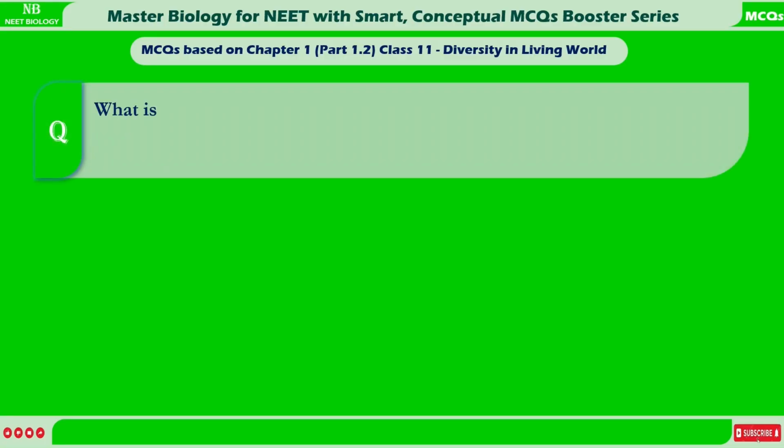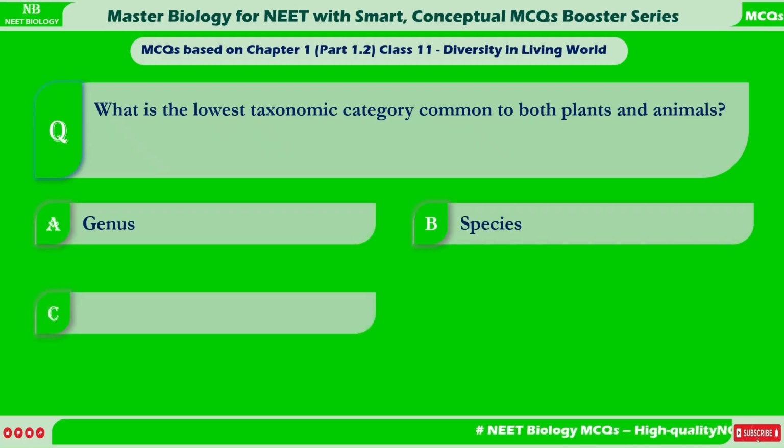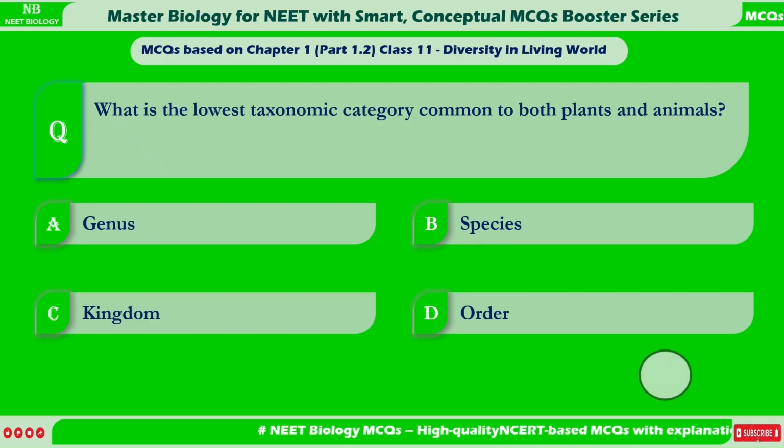What is the lowest taxonomic category common to both plants and animals? A. Genus. B. Species. C. Kingdom. D. Order.